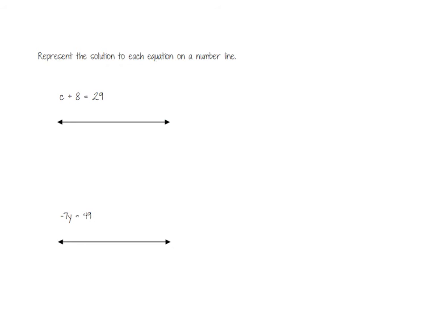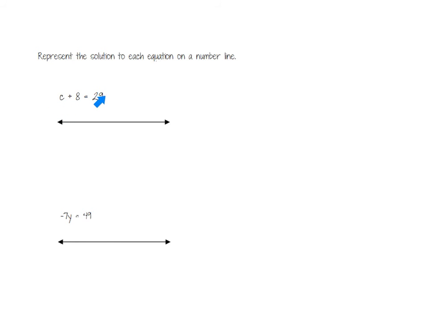All right, this may seem hard, but it's really one of these ones where it's the directions that are hard. It says represent the solution to each equation on a number line. So the solution is the answer we get for the variable. And so all we're going to have to do is graph it. But there is a certain way we do need to go about it.